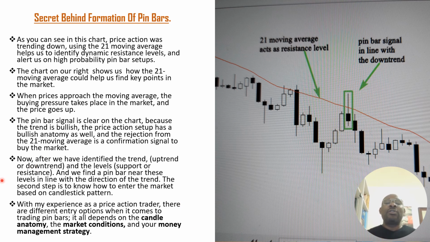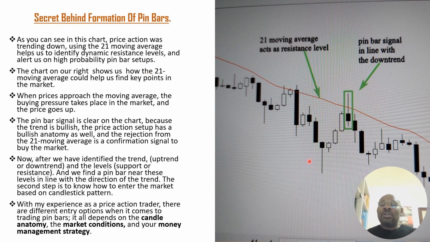Secret behind formation of pin bars. As you can see in this chart, price action was trending down using the 21 moving average. Using the 21 moving average will help you to identify dynamic resistance level and alert us to high probability pin bar setups. You can see here, this is a downtrend.